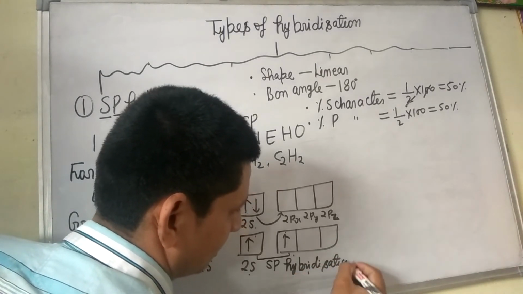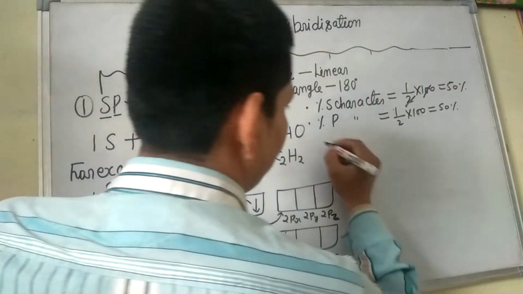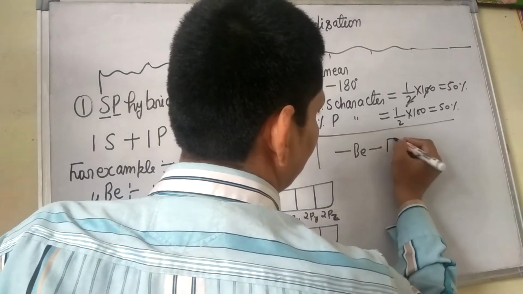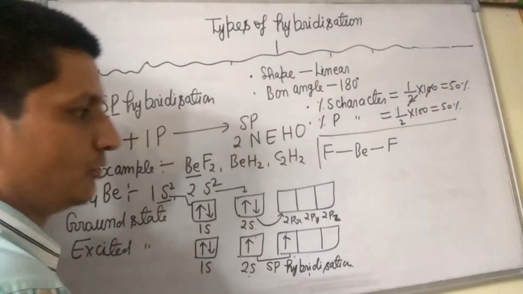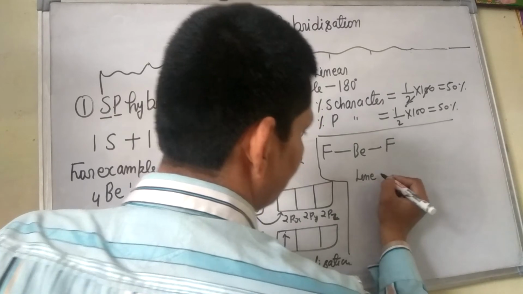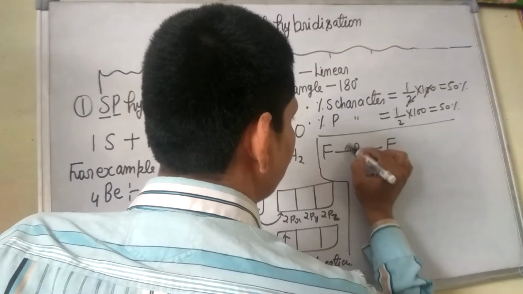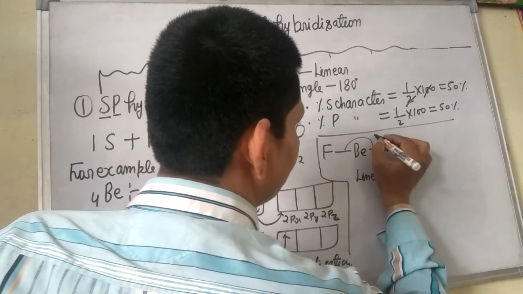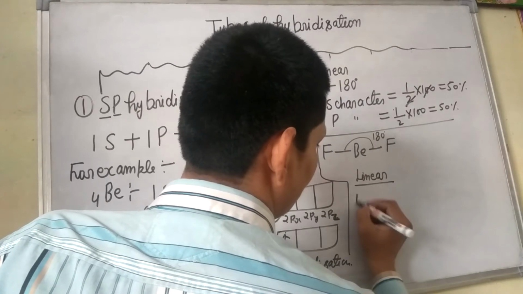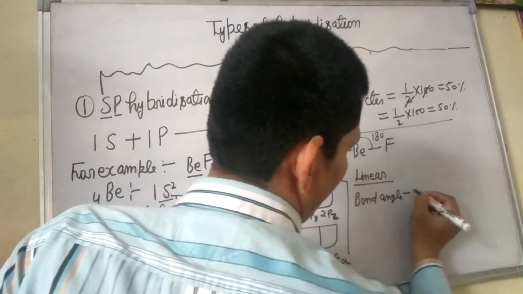After this, the structure of BeF2. The valency of beryllium is 2. First point, its structure is linear. Beryllium fluoride is linear in shape. Second point, bond angle. Bond angle is 180 degrees. Shape linear, bond angle 180 degrees.